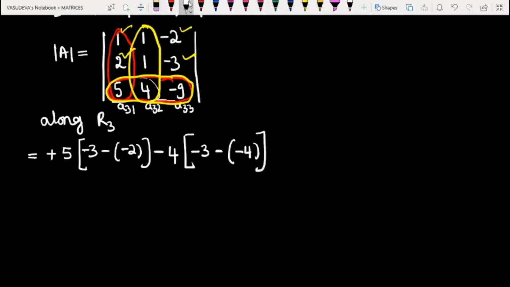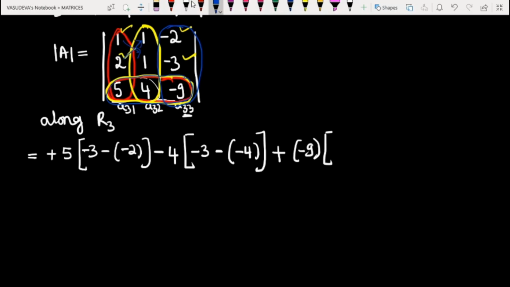And now the next element is minus 9. So what is the sign scheme for this? 3 plus 3, that is 6. Since it is even, this becomes plus, but the element is minus 9, so we have to take minus 9 in brackets into the determinant of the elements. Minus 9 lies in the third row and the third column. So what are the elements? This one: 1, 1, 2, 1.